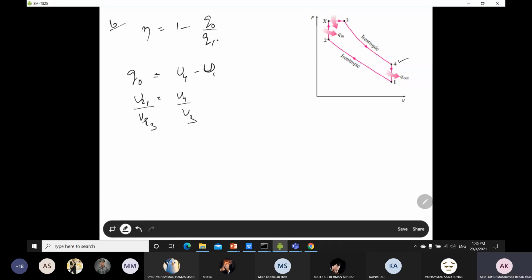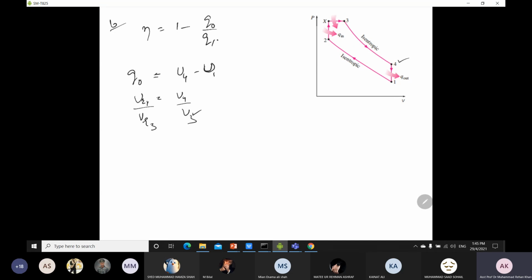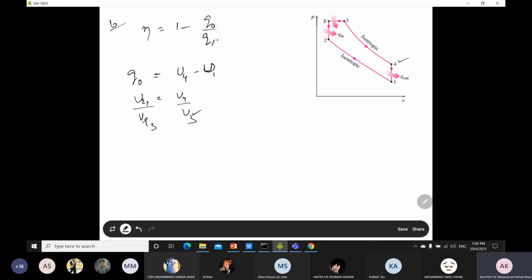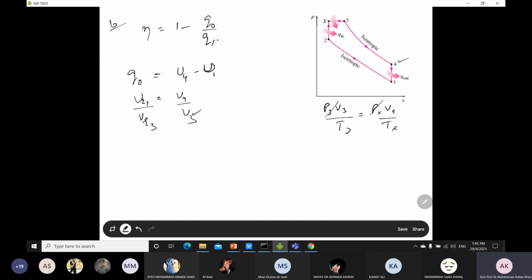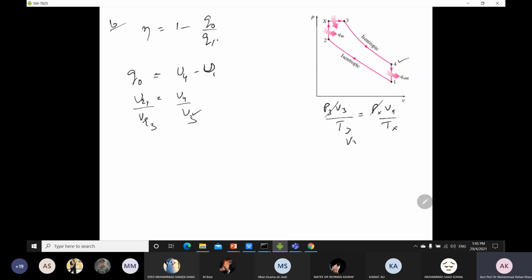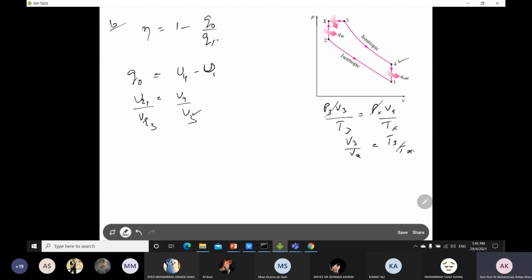But the problem here is that we do not have the value of the cutoff ratio either, so we cannot find V3 easily. So first we have to find the value of V3. For V3 we can develop one relation, so you can note down P3 V3 over T3 is equal to Px Vx over Tx. As it is a constant pressure process, the pressures are eliminated, and here you can say that V3 over Vx is equal to T3 over Tx.